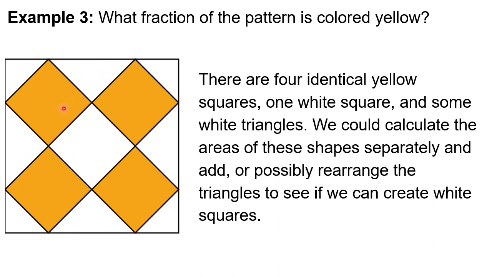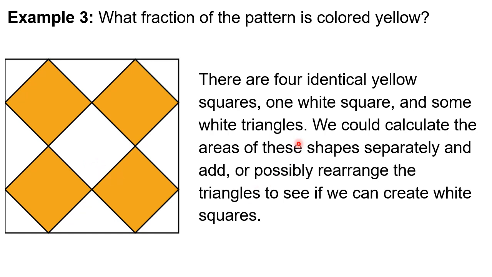We have only white and yellow parts. If we count the number of triangles, perhaps, how many triangles do we have in yellow? Then how many white triangles as well? Then we can just get the ratio, and that will be the part of the yellow triangles.